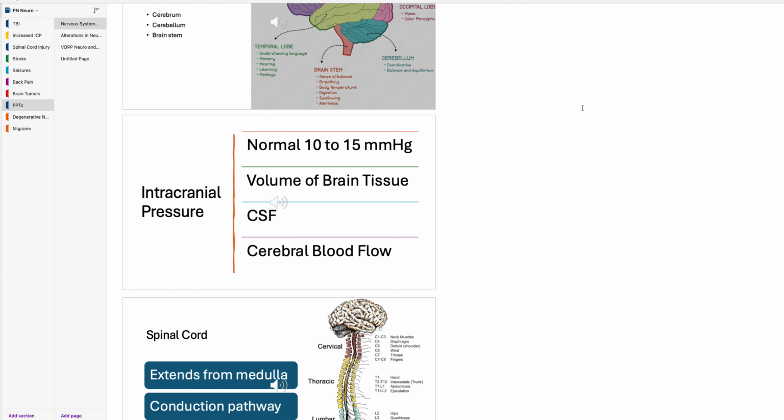That's why when we worry that somebody has increased intracranial pressure, we want the head of the bed up so the cerebral blood flow can flow down. We also want the neck in a neutral position so the veins can drain the blood from the head, okay? And with the volume of brain tissue, when somebody has a swelling brain, we worry that the intracranial pressure is going to get really high, and we'll talk about that later.